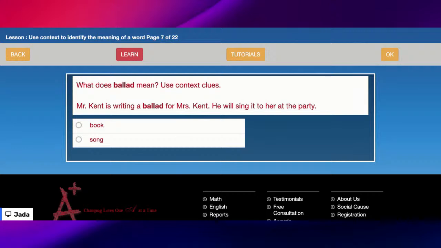We have a hint already. So the hint is what? What does the hint say? What is the hint telling us? So it already said sing here. It said sing. So if he will be singing it, that means he's writing a song. Okay? So because he's going to be singing that, it means it is a song.